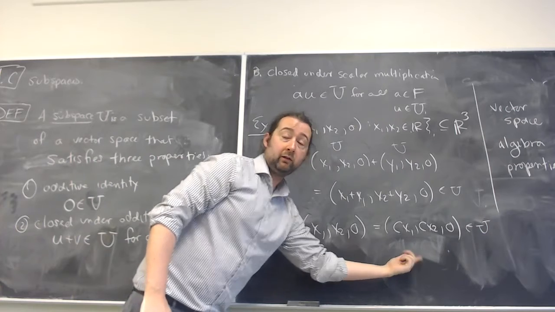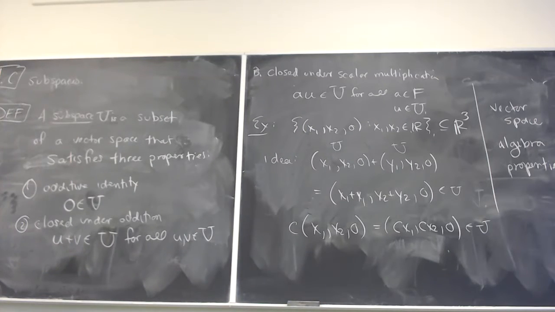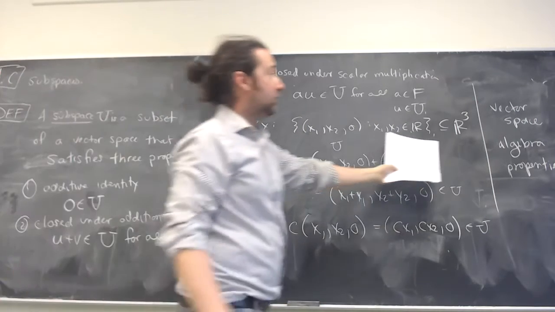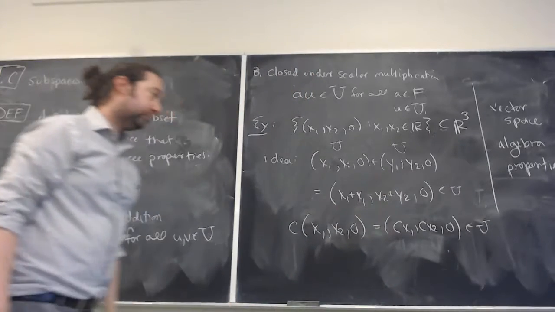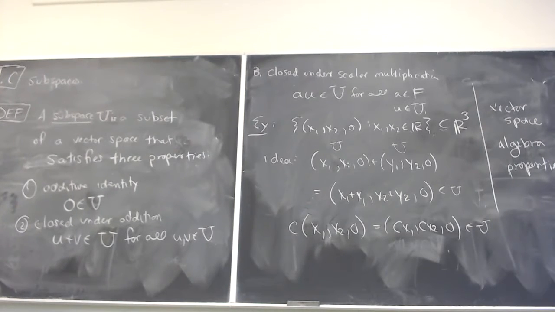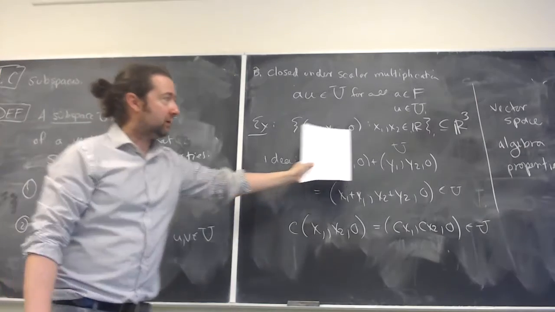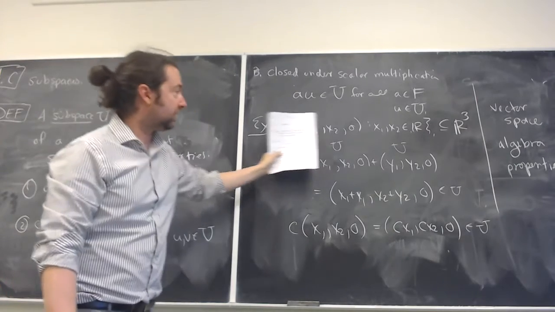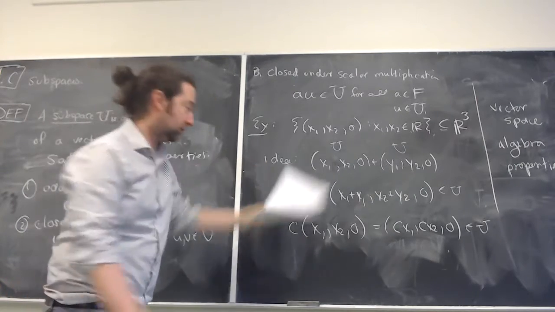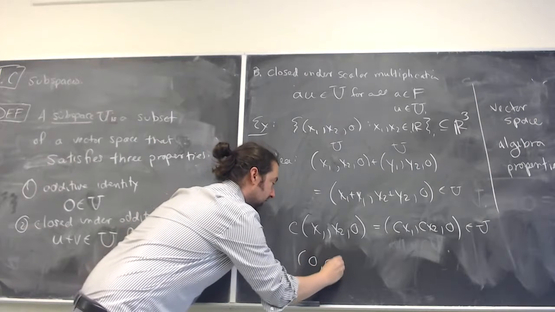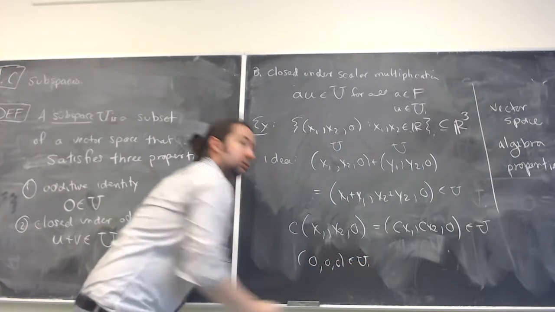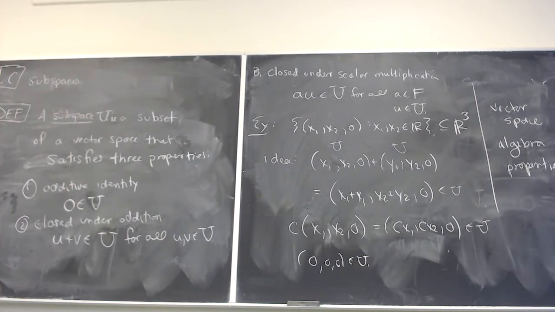The last condition was that, over R, I mean, and then the last condition is: is 0 in the set? Well, yeah, right, because I'm allowed to pick any x1 and x2 I want. If I pick x1 equal to 0 and x2 equal to 0, this is also in U. And so it fits our definition of what it means to be a vector space.